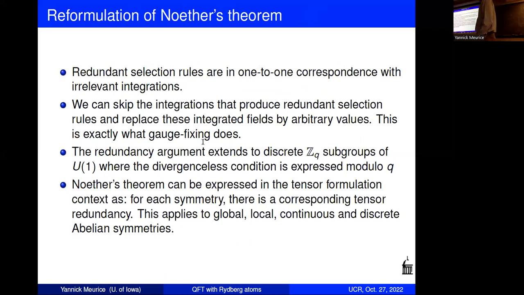You can reformulate Noether's theorem in a way that is very general and applies not only to continuous symmetries, but to any kind of symmetry. The basic principle is that you have redundancy in the selection rules, and they are in correspondence with irrelevant integrations. When you have an irrelevant integration, you can make some gauge fixing. If you have a global symmetry, you can gauge fix one of the variables. If you have a local symmetry, then you have much more freedom. The Noether's theorem applies to something discrete, and it applies to any type of symmetry, global, local, continuous, and discrete, at least abelian symmetries.